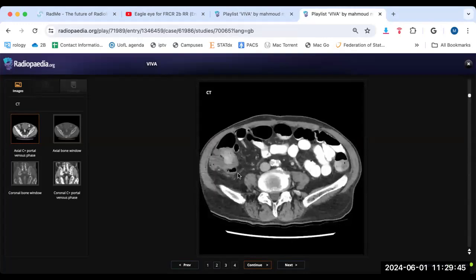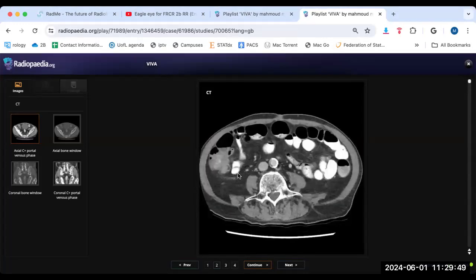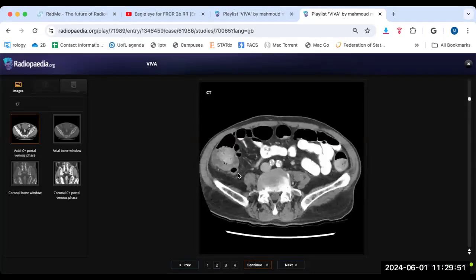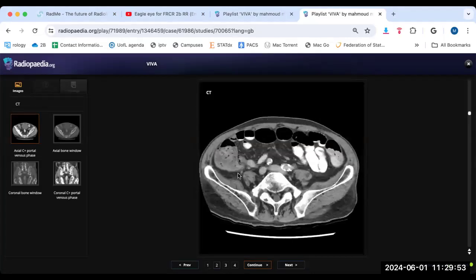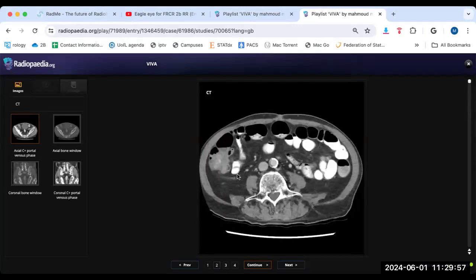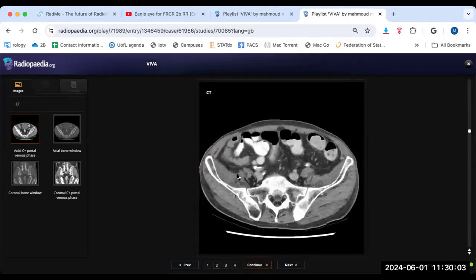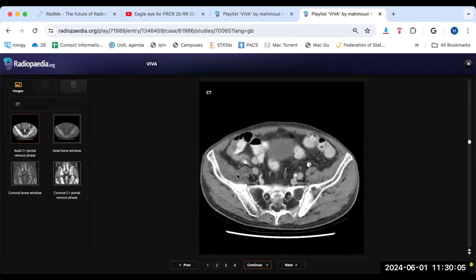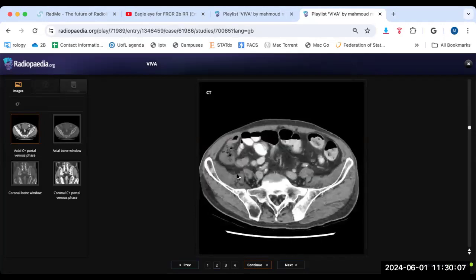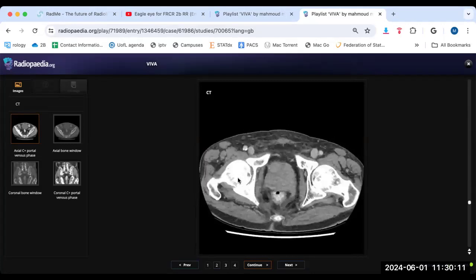There are multiple air foci seen outside the lumen. So what are they? This could be diverticulitis complicated with perforation. Yeah, good idea. What else other than the colon? Is there any other unrelated abnormality here?